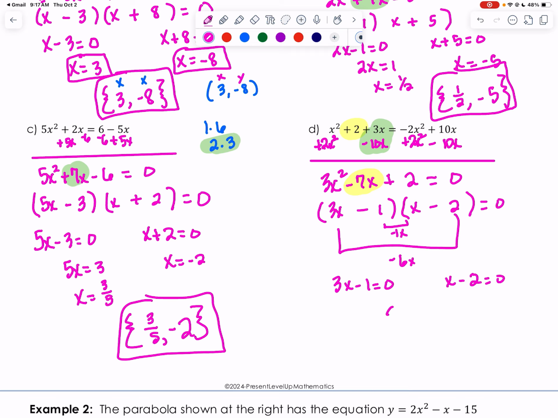And for the first solution, I got positive 1/3. And for the second solution, I got positive 2. So there's your solution set. Now, if you got any of that incorrect, pause the video while you fix anything that you got wrong.